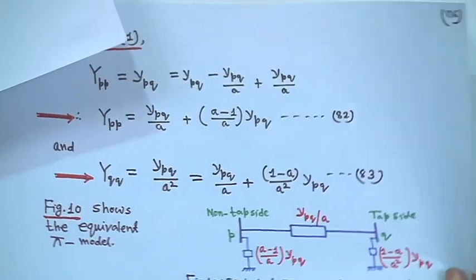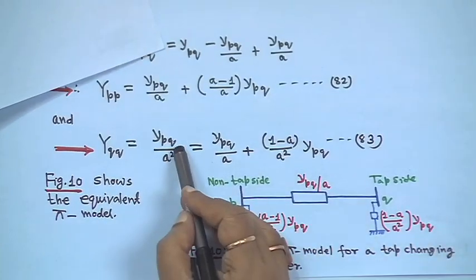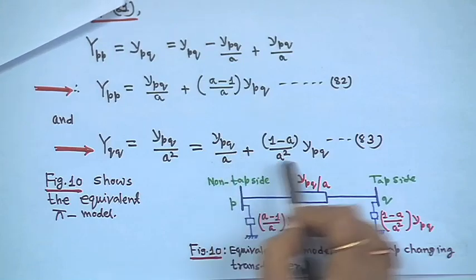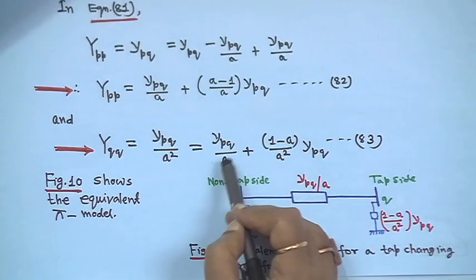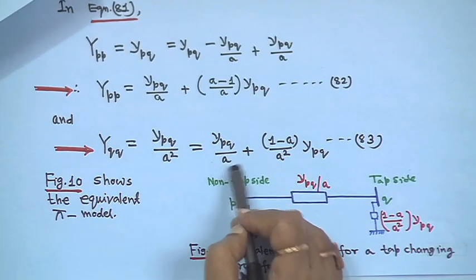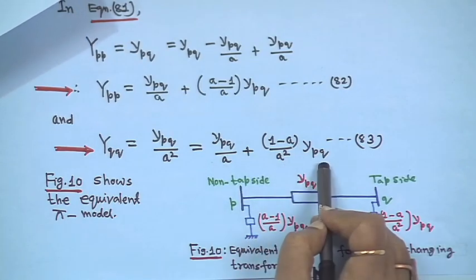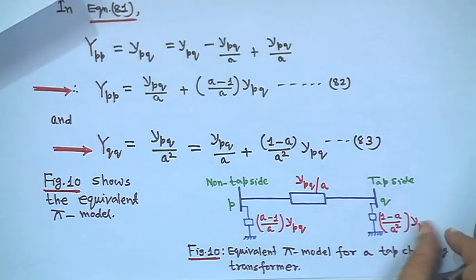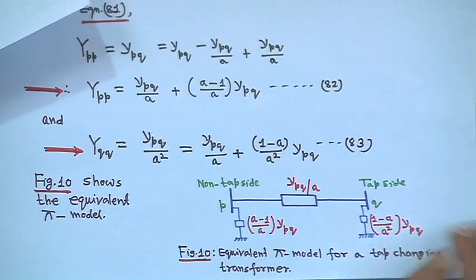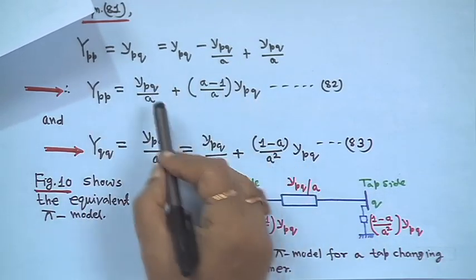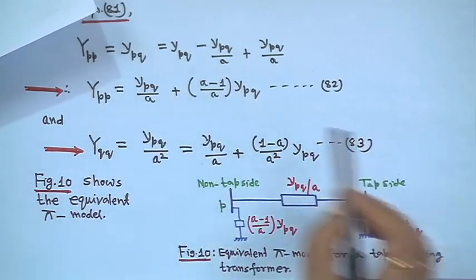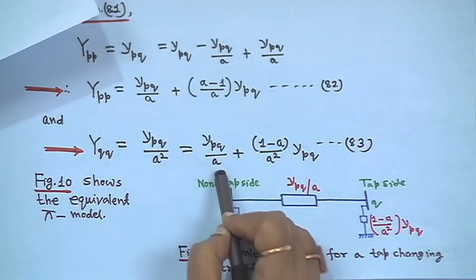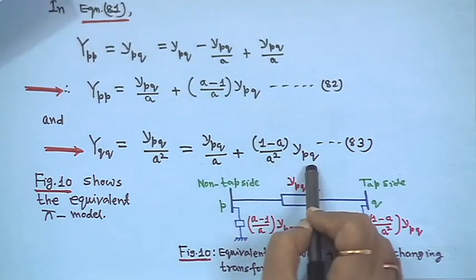In that case also, you add YPQ upon A and subtract YPQ upon A. So we will get YPQ upon A plus (1 minus A) upon A square YPQ. This is equation 83. That means YPP will be YPQ upon A plus (A minus 1) upon A YPQ, and YQQ will be YPQ upon A plus (1 minus A) upon A square YPQ.